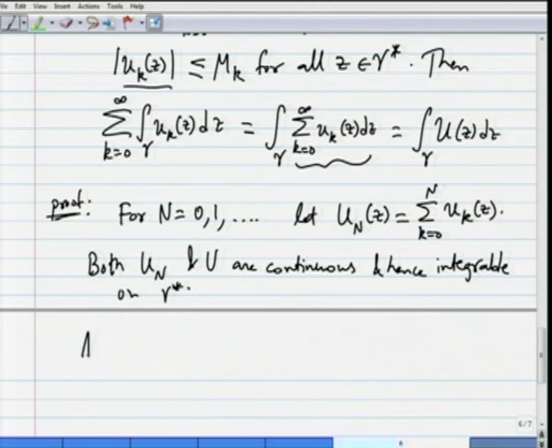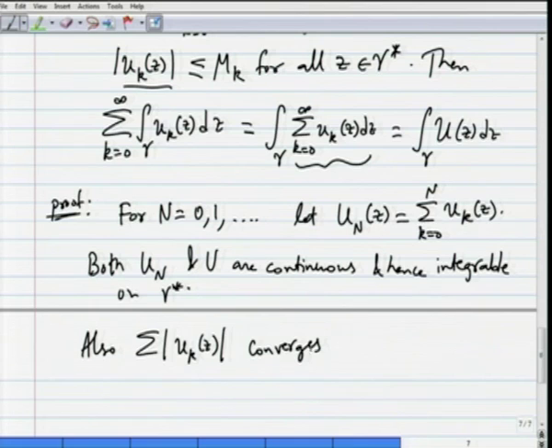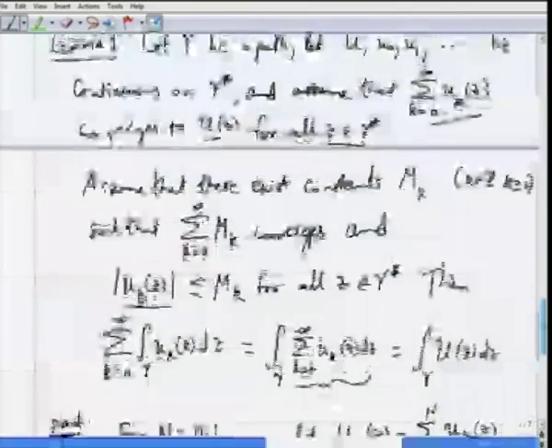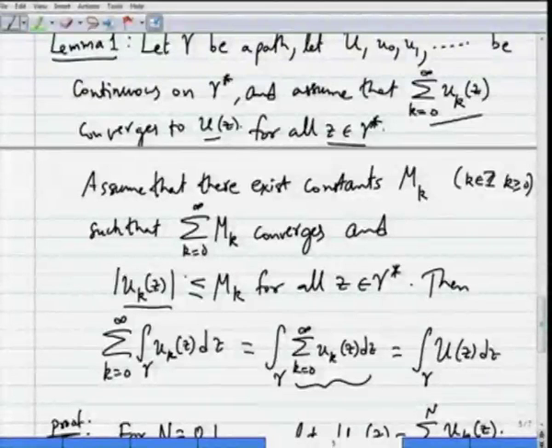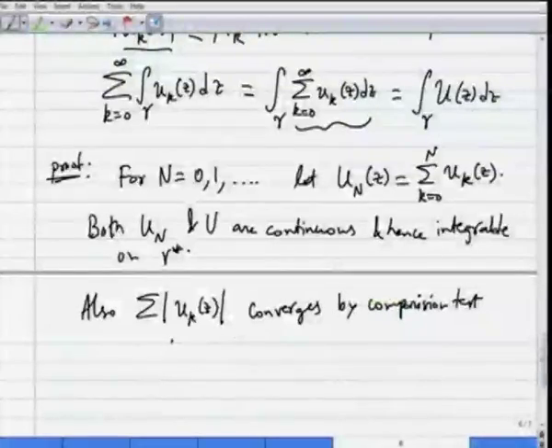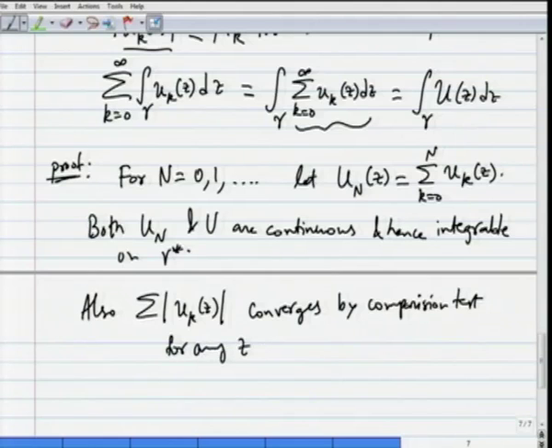So, now also we know that sigma modulus of u k of z converges by comparison test. That is clear, because sigma m k converges. The hypothesis of the lemma says sigma m k converges, and term by term modulus of u k of z is less than or equal to m k. So, definitely sigma u k converges for any z belonging to gamma star, by comparison test.